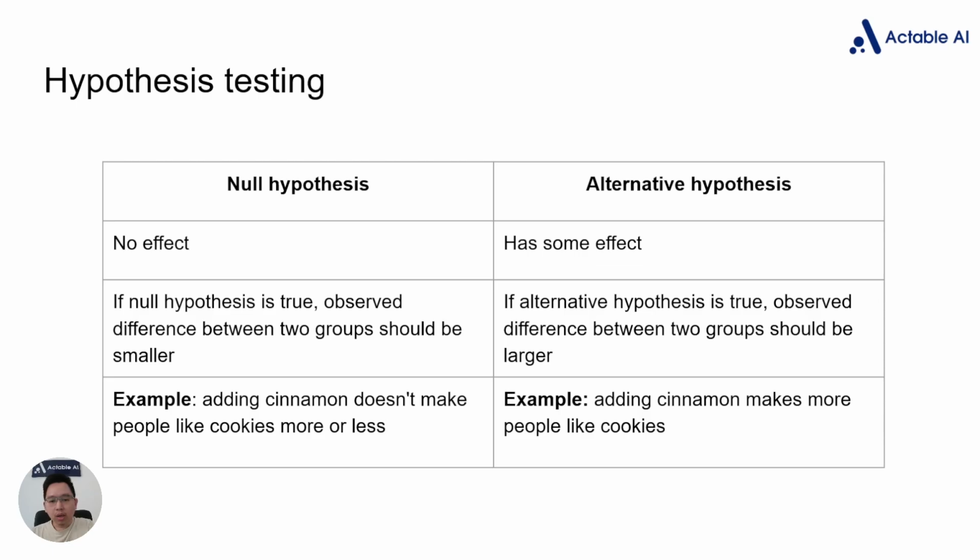For example, in the example of our baker, the null hypothesis is that adding cinnamon doesn't make people like cookies more or less. And the alternative hypothesis is that adding cinnamon makes more people like cookies.